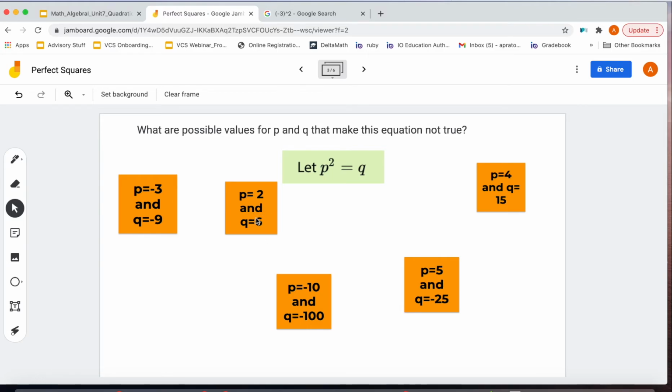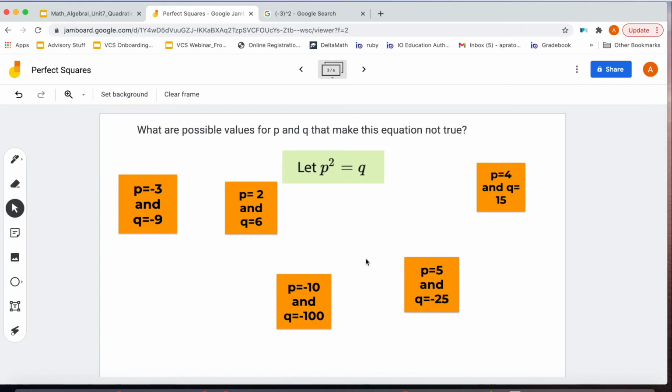And somebody else, not the person who wrote it, explains why this is not true. Well, I know a positive times a positive is a positive, not a negative. What about here? Why is this not true? Well, I know a negative times a negative is a positive, so that -10 squared would have to be +100. Interesting. So let's think about this.